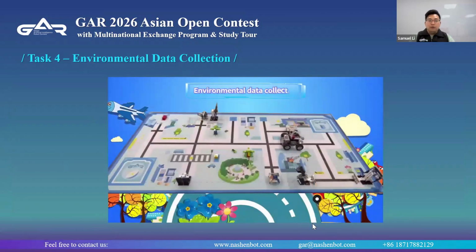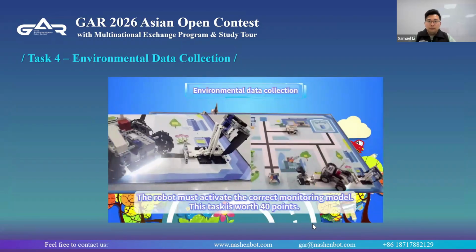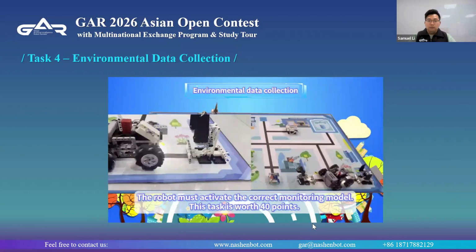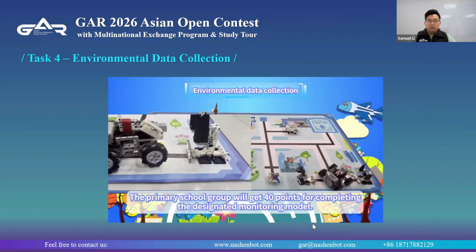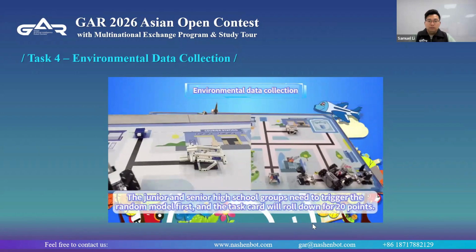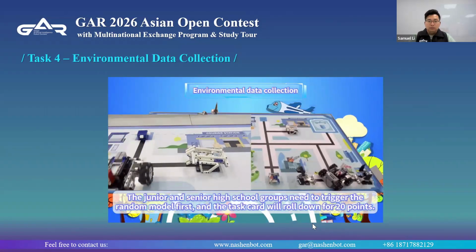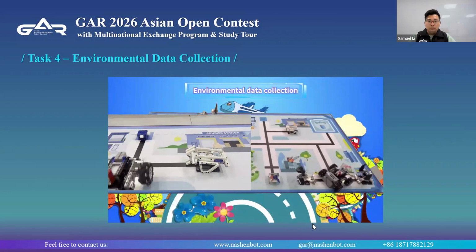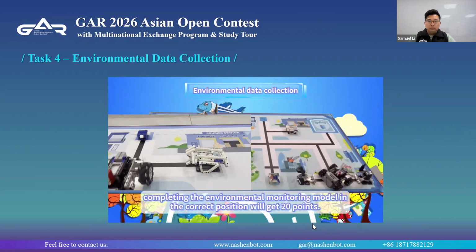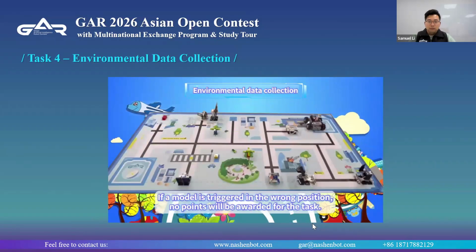Let me view the whole video. Environmental data collection. The robot must activate the correct monitoring model. This task is worth 40 points. The primary school group will get 40 points for completing the designated monitoring model. The junior and senior high school groups need to trigger the random model first, and the task card will roll down, for 20 points. According to the position shown on the task card, completing the environmental monitoring model in the correct position will get 20 points. If a model is triggered in the wrong position, no points will be awarded for the task.